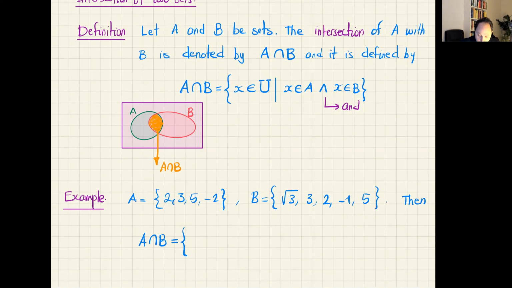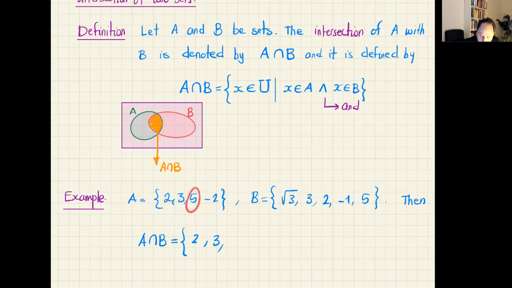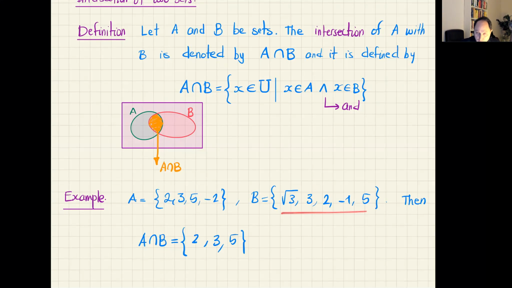So here, what is the intersection? 2 is here and here, so I will write it. And then 3 is here and there, so I will also write it. 5 is here and there, I will also write it. And then -2 is here but not there, so I just close, and I don't care about the others. I don't need to go and check what is here and not there. As far as I start with this one, I check the elements that are in both of them, I am done. So that is the intersection between these two sets.